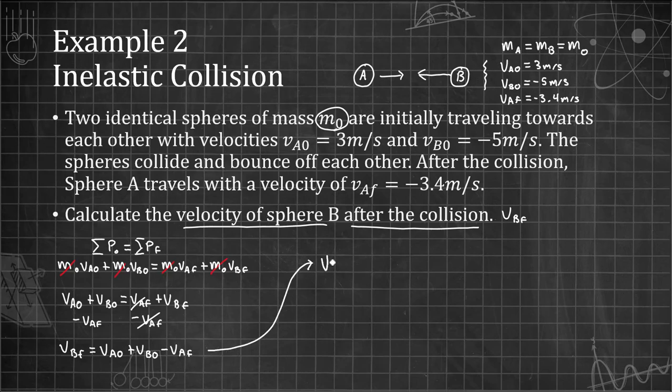We get that our expression for the final velocity of object B is vA initial plus vB initial minus vA final. We're going to plug in all of our numerical information, including the appropriate signs because these are vector quantities. Plugging in everything and doing the arithmetic, we get that the final velocity of object B is 1.4 meters per second in the positive, or rightward, direction. So after the collision, object A bounces backwards and is now traveling to the left, whereas object B bounces off object A and is now traveling to the right.